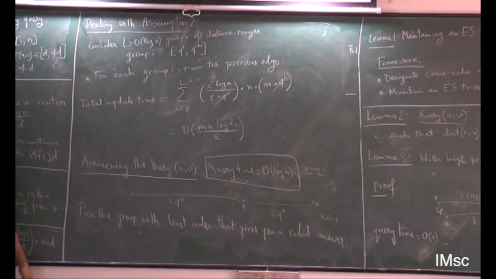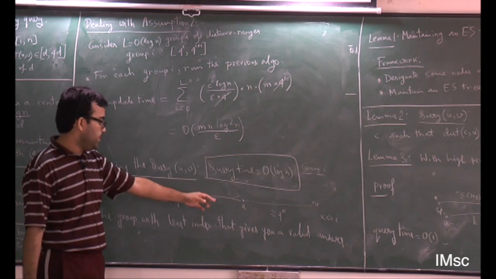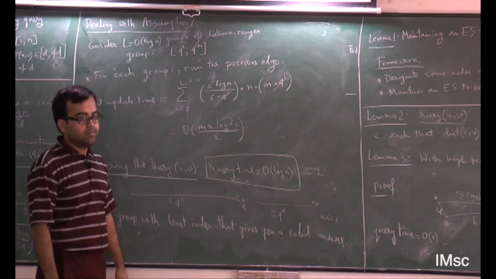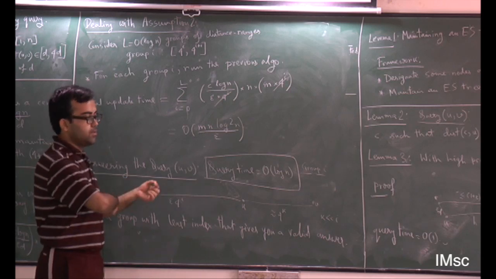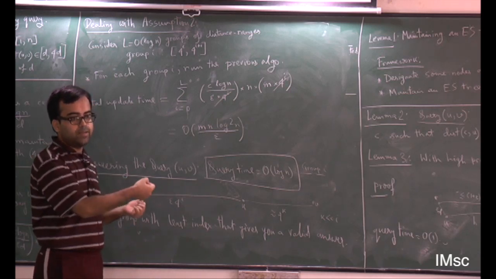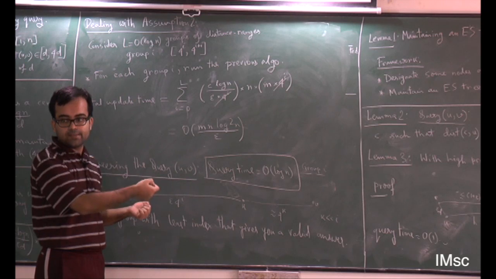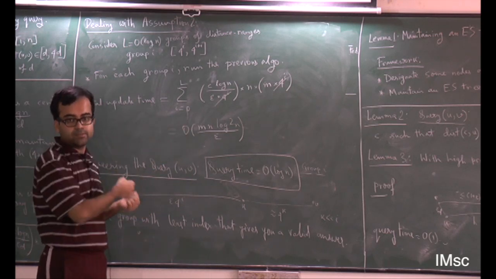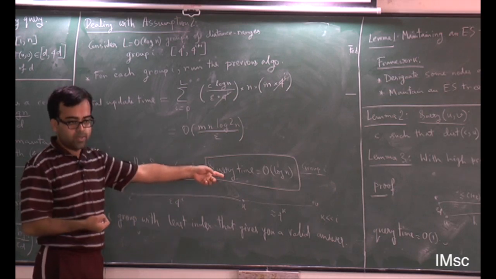Okay. So, now those of you who are familiar with some data structure tricks will observe immediately that you can just improve this query time to order log log n. Why? Just do binary search on these log n groups. Since you want to find the group with the least index, you just don't need to go through them sequentially one after the other. You just do a binary search and this will drop to log log n.